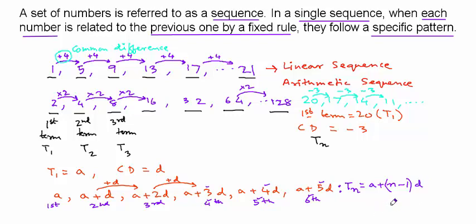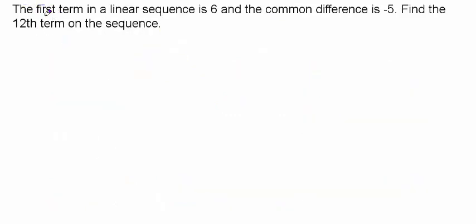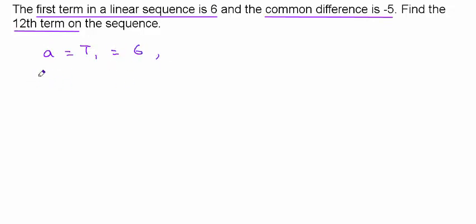Time for us to look at a couple of problems to solve. The first term in a linear sequence is 6, and the common difference is negative 5. Find the 12th term on the sequence. So it's given that A is equal to 6 and the common difference is equal to negative 5, and we need to find the 12th term, which means T12 is what?